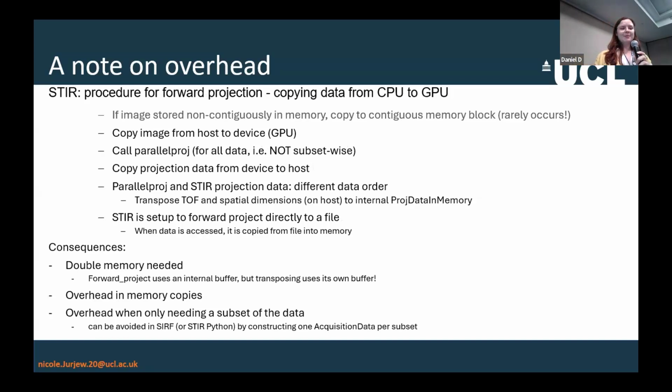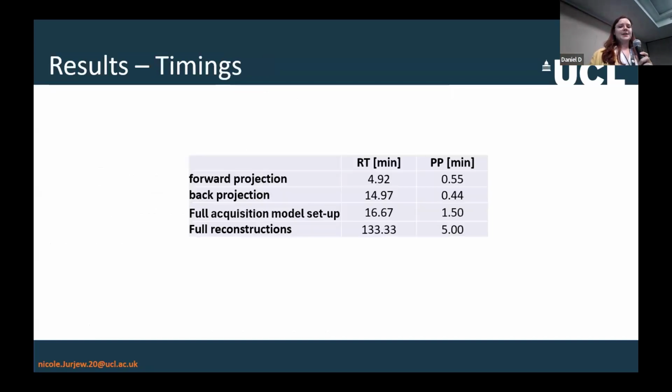But even though we have all this overhead, there's a very large timing improvement when we use Parallelproj versus the ray tracing projector. A simple forward projection of all the vision data that I just showed you takes 5 minutes for the ray tracing projector and 0.5 minutes with Parallelproj. And you can see on this table that, without any question, there's a massive time improvement.